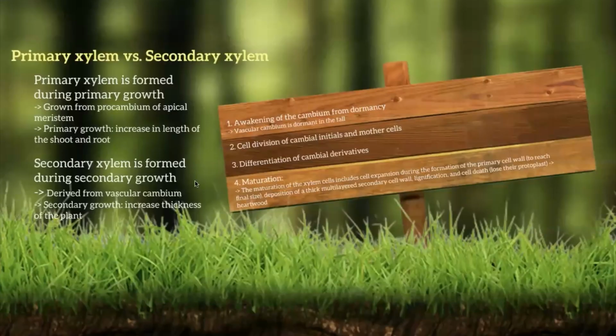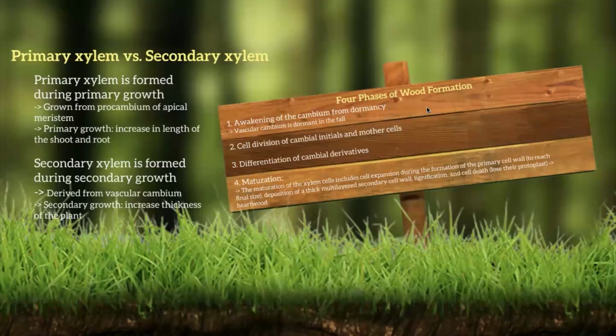You may be confused as I mentioned primary xylem and secondary xylem. What is the difference between them? Primary xylem is formed during primary growth, which is increasing in length of the plant. It is grown from procambium of apical meristem. And secondary xylem is formed during secondary growth, which is increasing thickness of the plant, and it is derived from the vascular cambium. Now, let's move on to the 4 phases of wood formation.